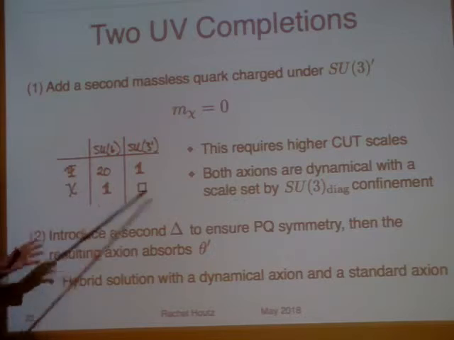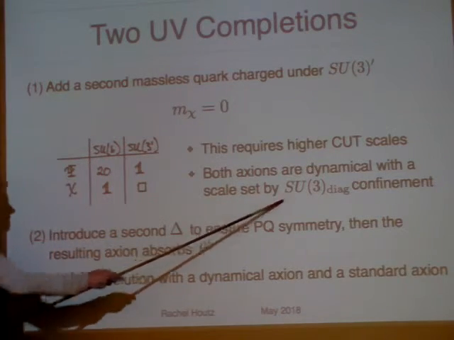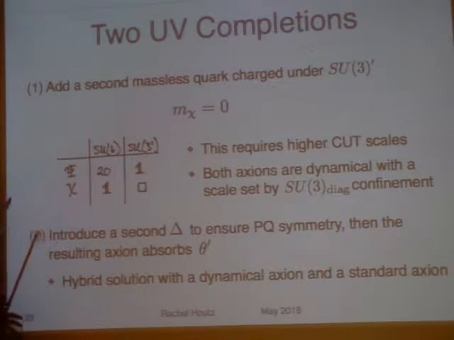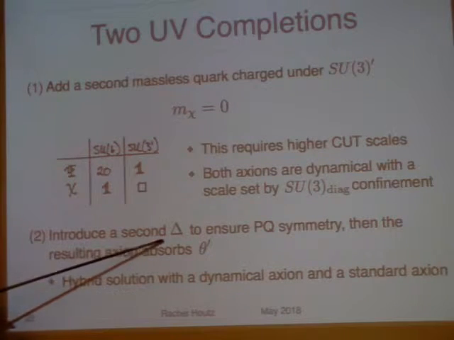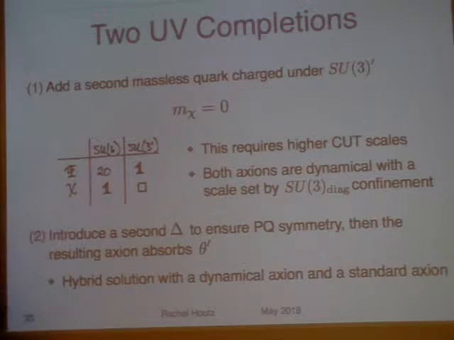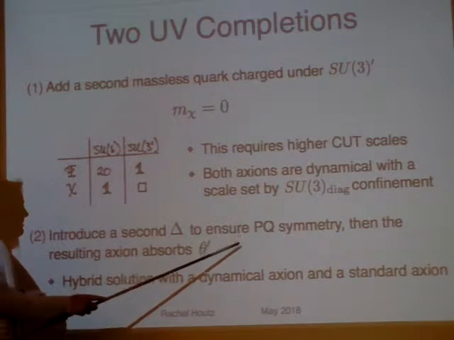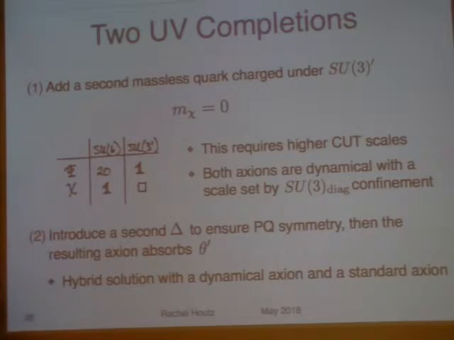The nice thing is that both axions are dynamical with the scale set by SU3 diagonal confinement. And then in the second UV completion, we introduce a second delta, really just like the old PQ mechanism. So we endow our Lagrangian with a U1 Peccei-Quinn symmetry, and then we get a resulting axion which absorbs theta prime. And this is sort of a hybrid dynamical axion, normal axion solution.